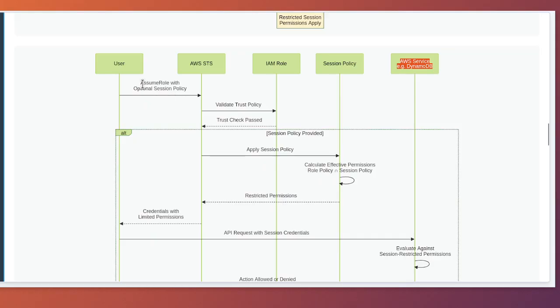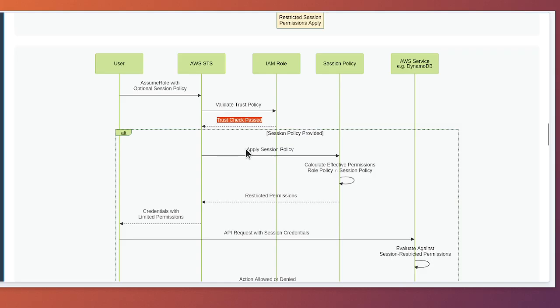The sequence begins with user sending an assume role request to AWS STS, specifying an optional session policy. STS sends a message to IAM role labeled validate trust policy to check if the user is allowed to assume the role. IAM role responds with trust check passed, confirming the user is authorized.